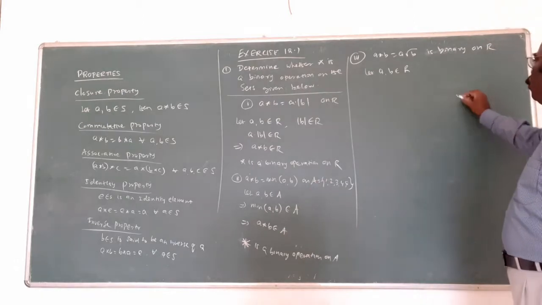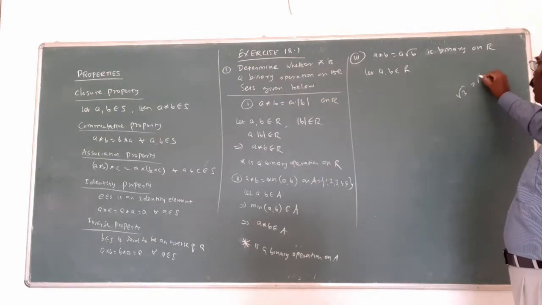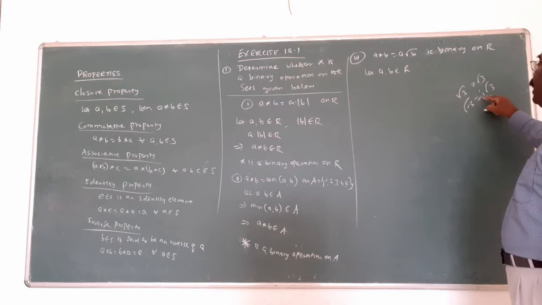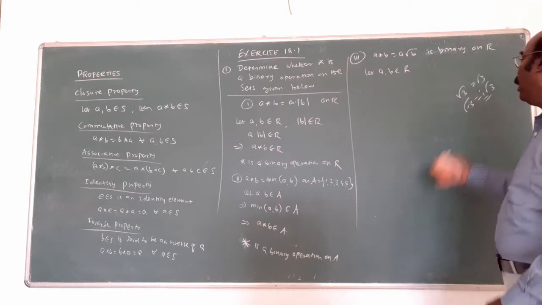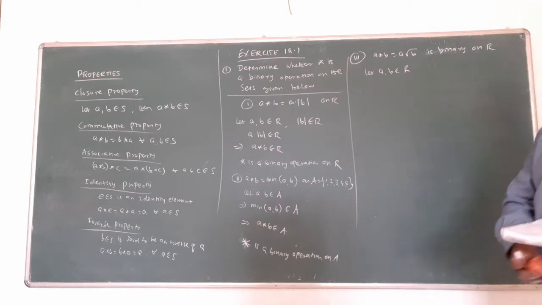Root of 3 is equal to root 3 only. Root of minus 3 is what? i into root 3. And i is what? An imaginary number. That does not belong to capital R. That's why a, b belongs to R, but the root of a negative number is not in R.